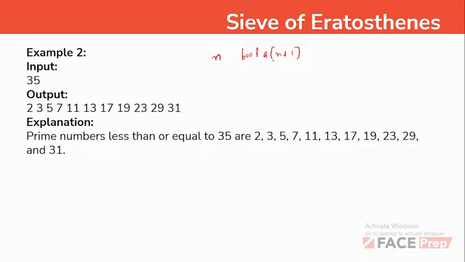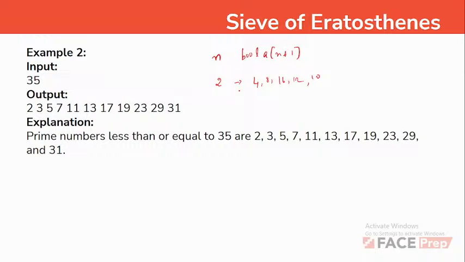Now I'll start with the first prime number. What is the first prime number? 2, right? So I'll mark all the multiples of 2 as false in the Boolean array as they are not prime. If we take the multiples of 2, we have 4, 8, 12, 16, so all these are multiples of 2, right? So they are not prime numbers.